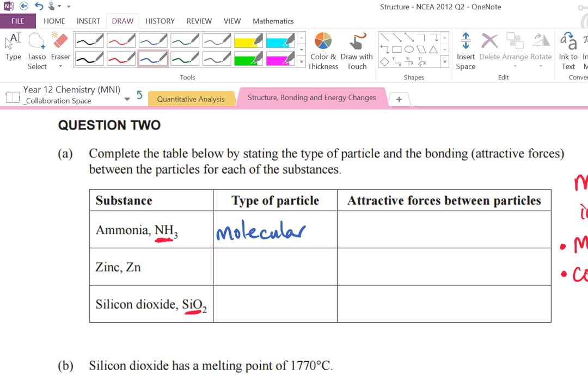Now if you look at SiO2, it's pretty similar to CO2, so you'd be tempted to put the same thing, molecular. But if I look down a bit further, I can see that it says silicon dioxide has a melting point of 1770 degrees Celsius. It then says that this is a high melting point. Well, molecules don't have very high melting points. So it can't be molecular, so therefore it must be a covalent network. Sorry, I wasn't meant to write that in there.